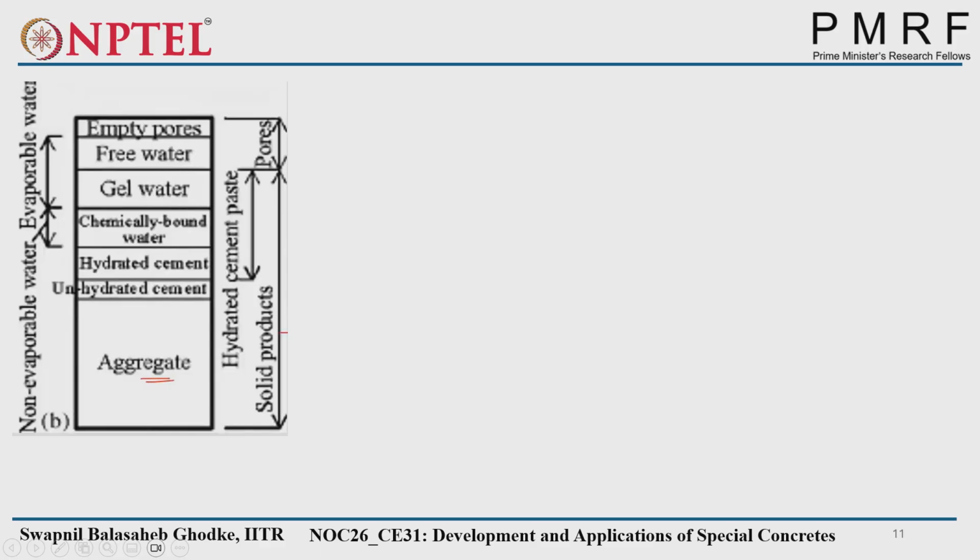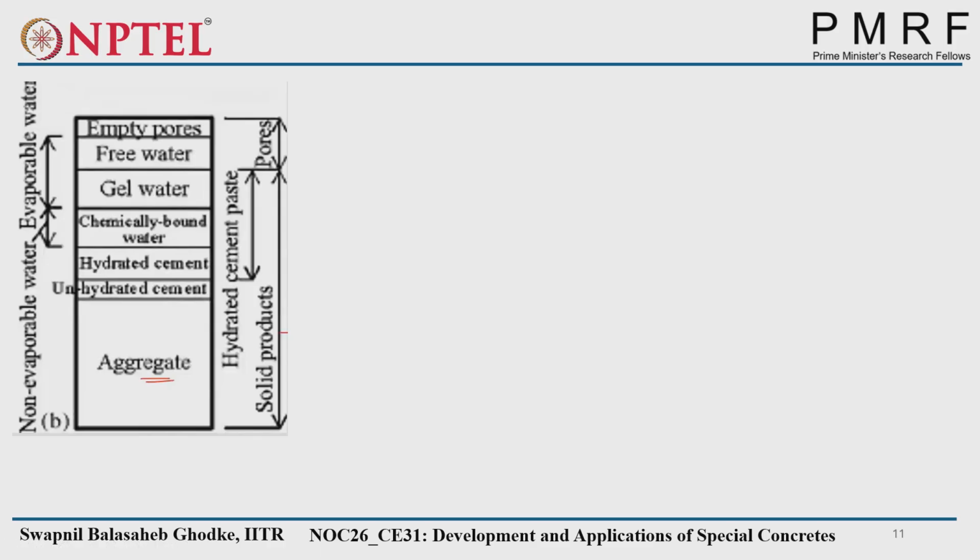Okay, see what type of pores. This is the concrete, this is the aggregate. We have some amount of unhydrated cement, hydrated cement, chemically bound water within the hydrated cement paste, then gel water, free water, and empty pores. So non-evaporable water is chemically bound water within the hydrated products, which will not evaporate easily.